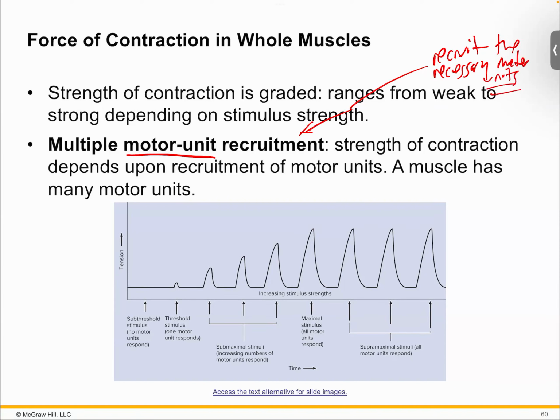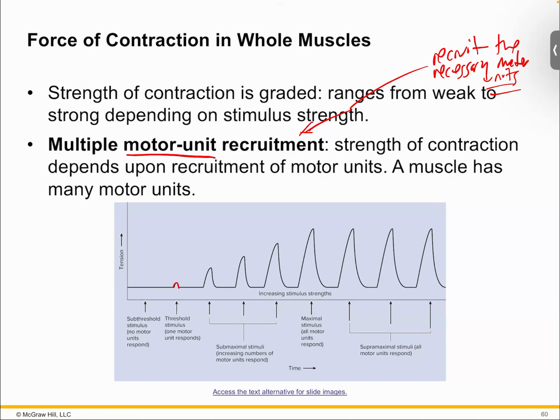So how many do you need? You can recruit them, right? So for instance, if you take a look at your threshold, so you have a certain stimulus, right? We always have this stimulus threshold, right? Everything is threshold driven. So you get to your threshold, and once you meet threshold, then you have one motor unit response. So notice you get this little itty bitty contraction.